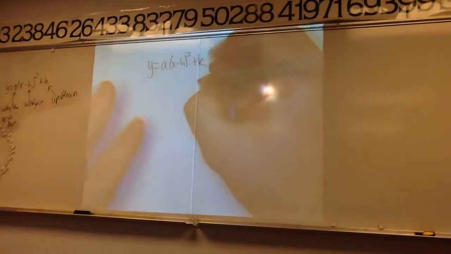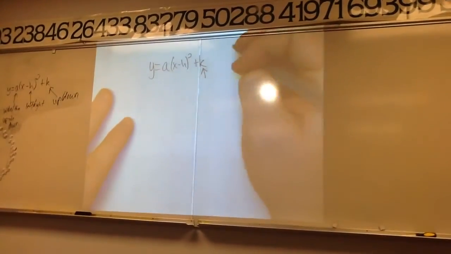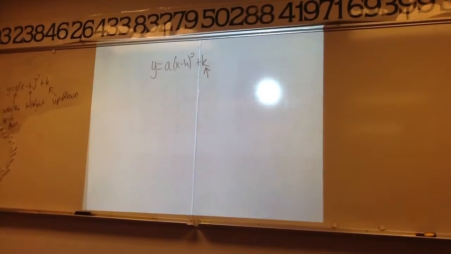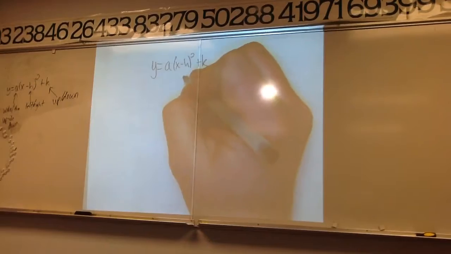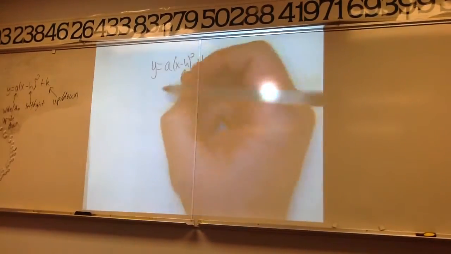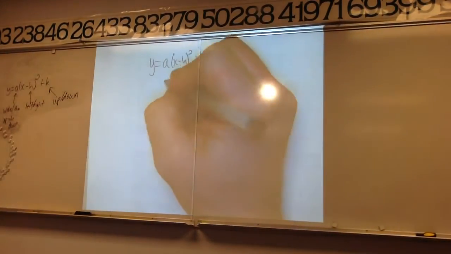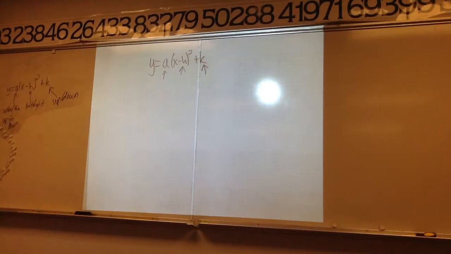Anyway, what does that number do? It's up and down. Inside the parentheses, left and right. What's up there? Wide or thin? Wide or skinny. What if it's negative? Upside down. Upside down. Do you understand kind of why that works?